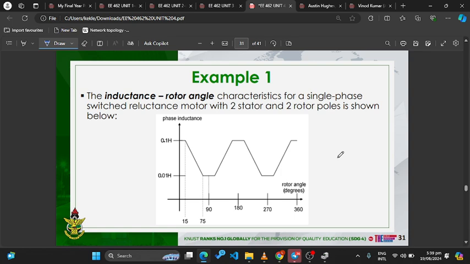Okay. So the first question says the inductance rotor angle characteristics of a single phase switched reluctance motor with 2 stator and 2 rotor poles is shown below. Okay. So this is it. This one you'll be given the characteristics. If you are not given the characteristics, you should be able to draw this.